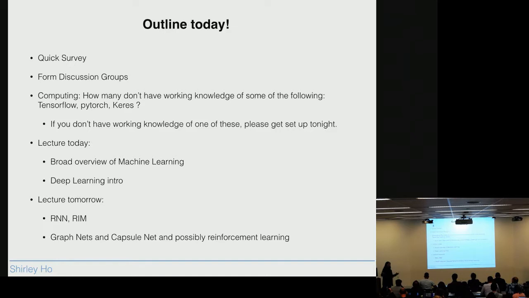And a lot of people don't know this. If you just take lectures online, it's very engineering-like, and they don't tell you why certain things are the way they are. So I think it's good to have that. Deep learning intro, this is just going to be convolutional net. Lecture tomorrow, RNN, RIM for the first one, and GraphNet and CapsuleNet, and possibly reinforcement learning for the second one. It's going to be going fast, and you will have to work on a project to actually understand it, but I'll just give you a sort of overview.